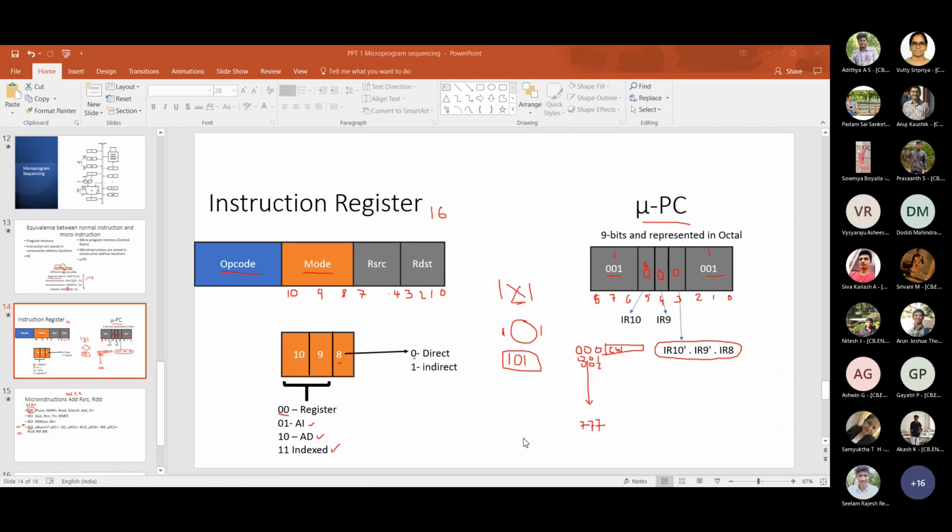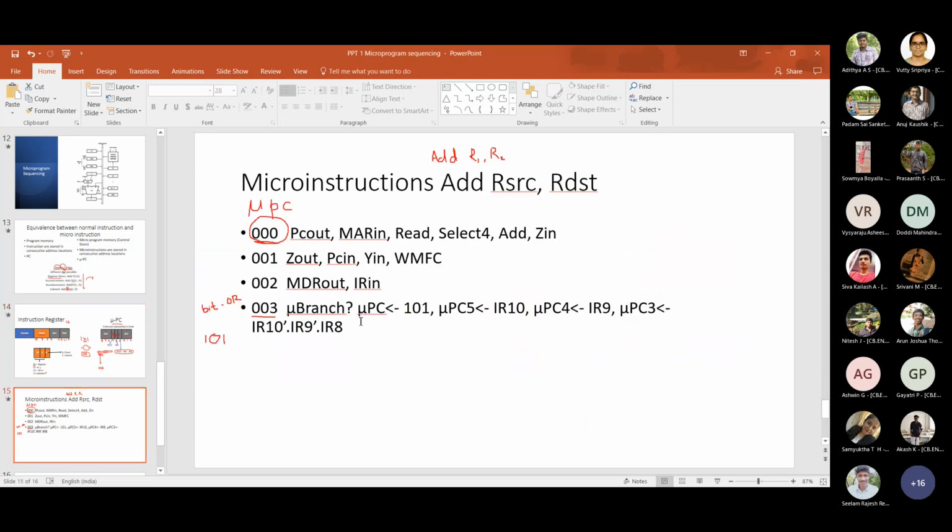Is it clear? Now, can you try and write what will be the content of, now since we're talking about registered direct, after executing this, we will jump to the address location 101. So what will be the content of 101? Please try it out. I'll give you a few minutes. Please try it out. What will be the content of 101?